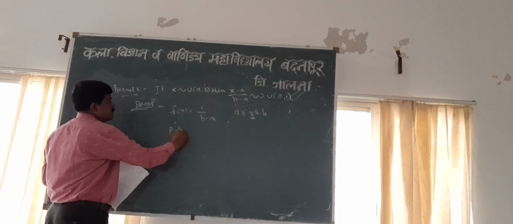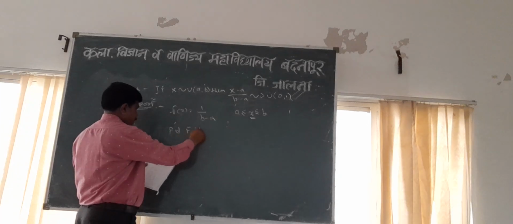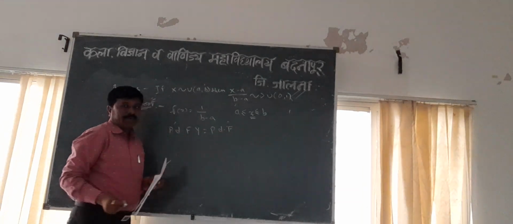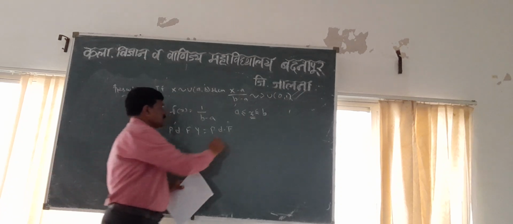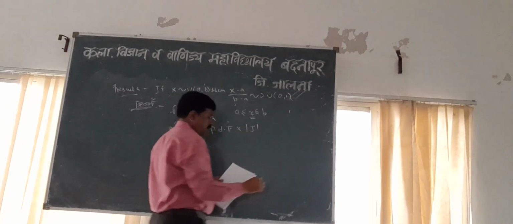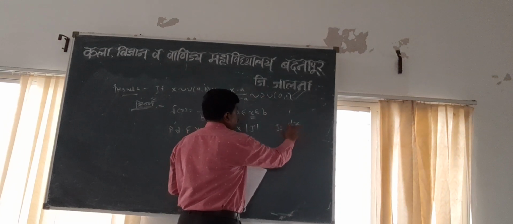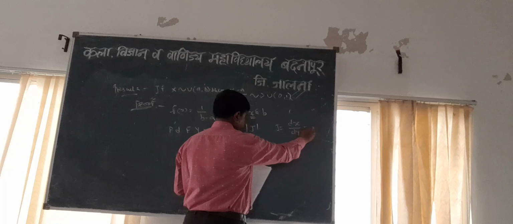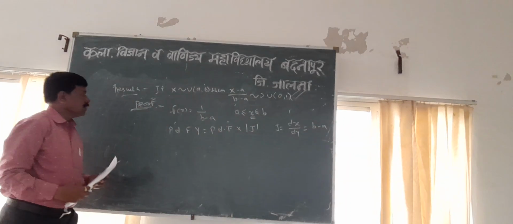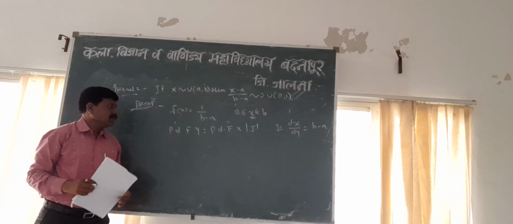Therefore, the probability density function of y equals the PDF of x times mod of J, where J equals dx divided by dy, that is b minus a. That is the probability density function of y.